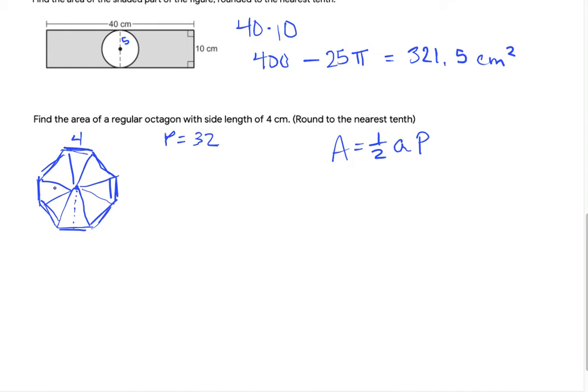Okay, so we need to find the central angle degree here. And since it's 8 sides, we would take 8 minus 2, that's our n minus 2 times 180. So I get a total of 1080 degrees. And then I'm going to divide by 8 because that's the number of sides. And I get 135.